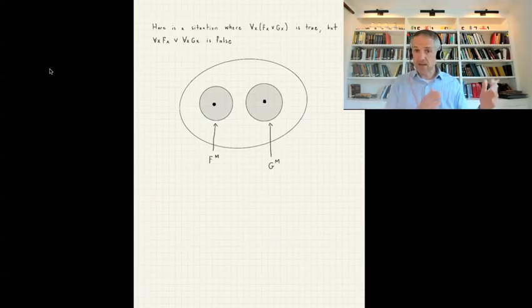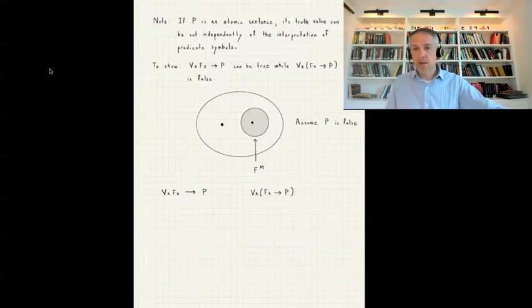So for all x, fx is false, right? Because the thing on the right is not an f. For all x, gx is false because the thing on the left is not g. So the disjunction, for all x fx or for all x gx, is false. The premise is true. Everything is either f or g. It's not true that everything is f or everything is g.